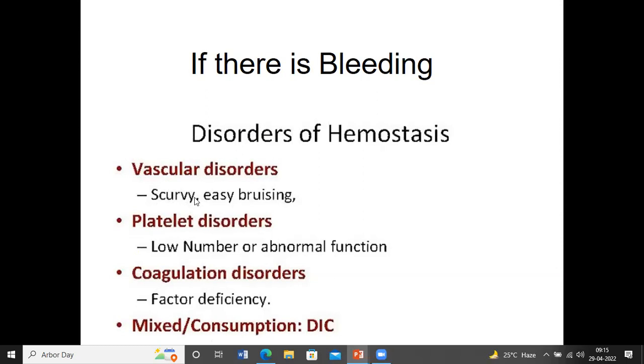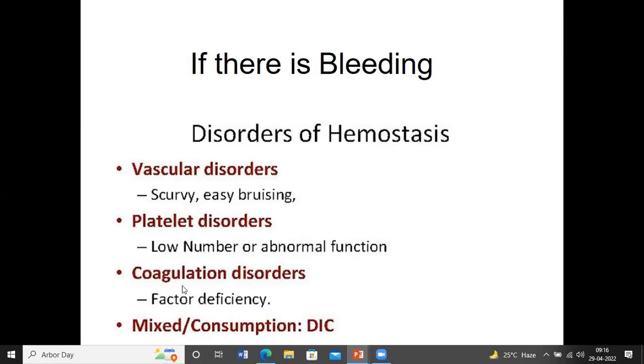Coming to vascular disorders, they can result from conditions like scurvy. Scurvy is a result of vitamin C deficiency. Vitamin C is required for the synthesis of collagen type 4, and collagen type 4 is required for blood vessels and skin. If this is not synthesized properly, there is going to be easy bruising and bleeding. Platelet disorders can be due to low numbers, such as ITP or NAIT, or abnormal function, such as Bernard-Soulier, where there is a defective glycoprotein 1B receptor, or Glanzmann thrombasthenia, where there is a defective GP2b/3a receptor.